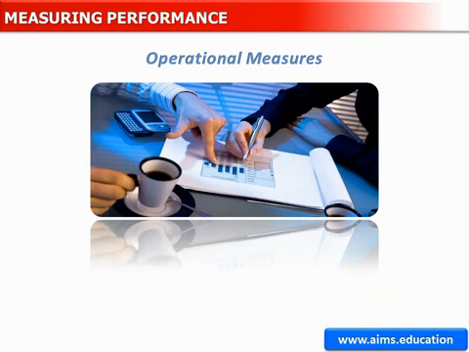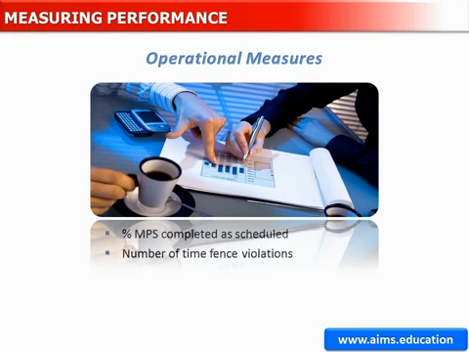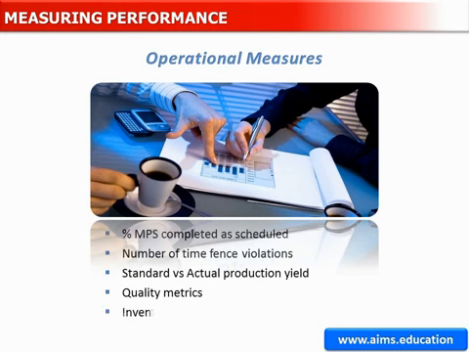Some key operational measures include the following. Percent of master production schedule completed as scheduled. Number of time fence violations. Production yield, standard or maximum yield versus actual yield, due to scrap, waste, or other shrinkage. Quality metrics. And inventory turnover broken down by raw material turns, etc.